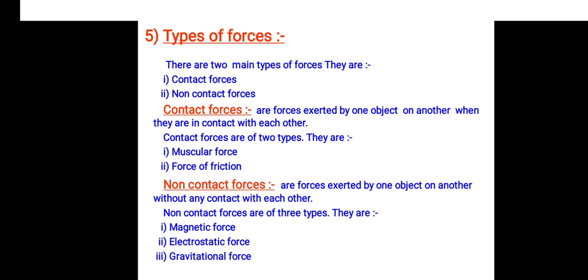Contact force examples are muscular force, which we'll discuss in the next slide, and force of friction. Non-contact force examples are magnetic force, electrostatic force, and gravitational force. I hope it is clear. So, moving on.